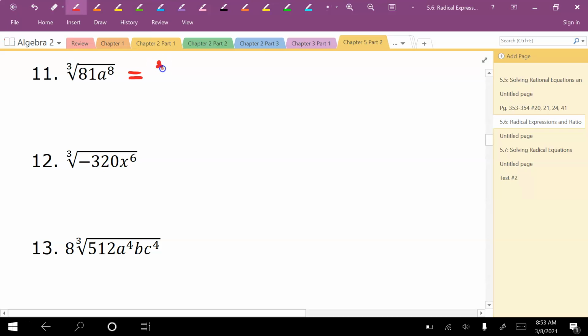Now I know, like I was listing off, 3 to the third is 27. If I take 81 divided by 27, I get 3. So I'm going to rewrite 81 as 27 times 3. Now, 8 is not divisible by 3. What number smaller than 8 would be divisible by 3? 6. So I need to take off 2 A's to get down to a to the 6 so that I can divide that one by 3.